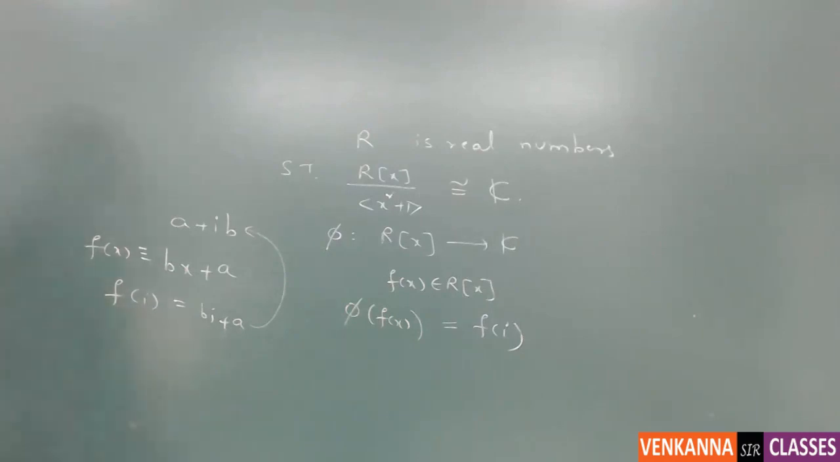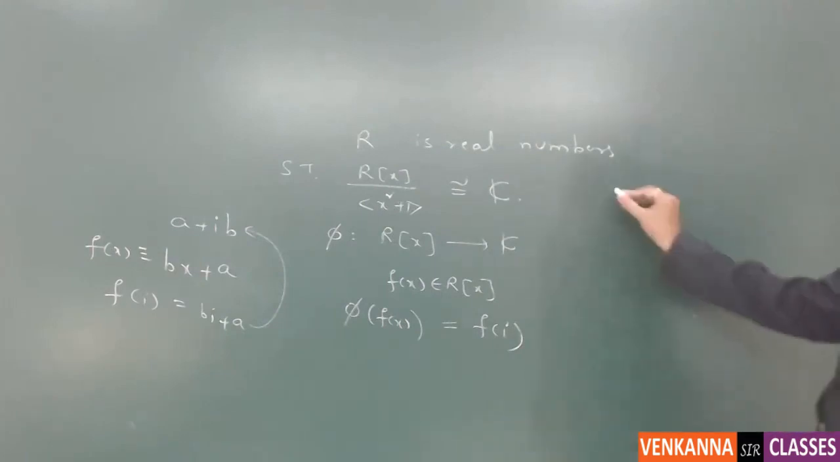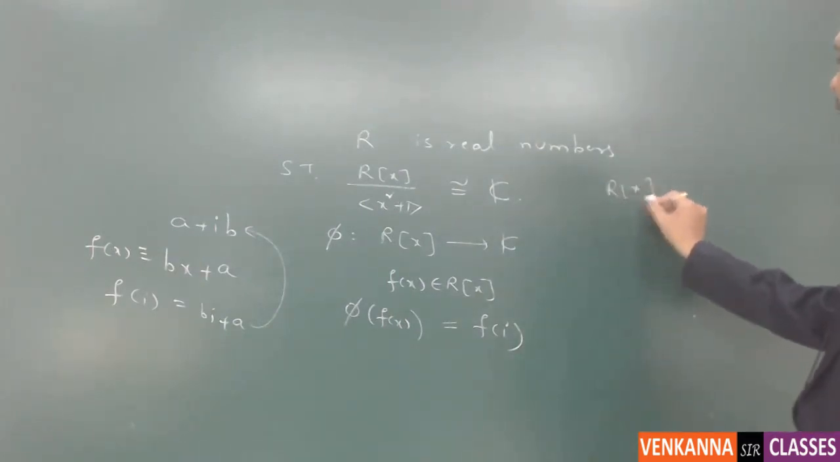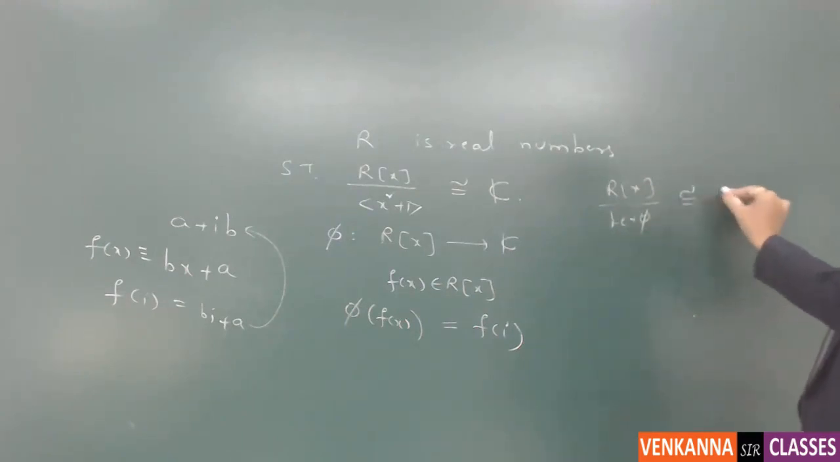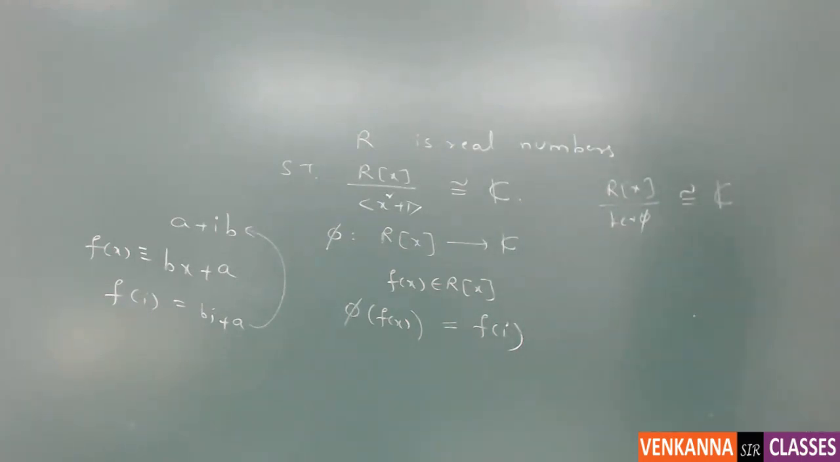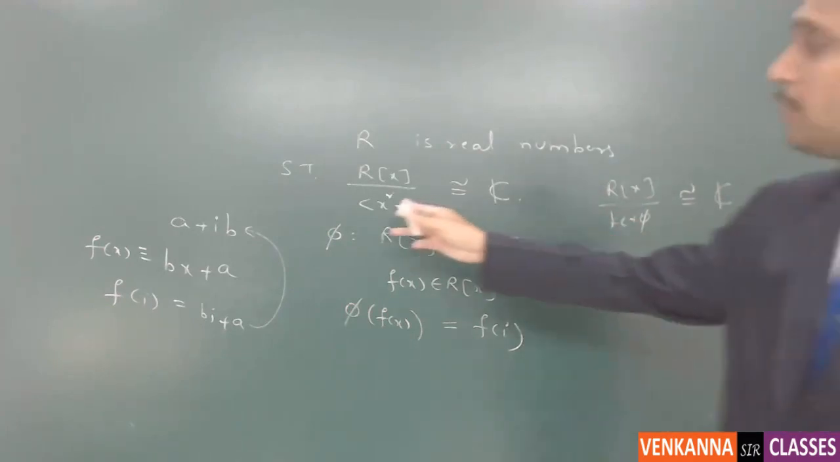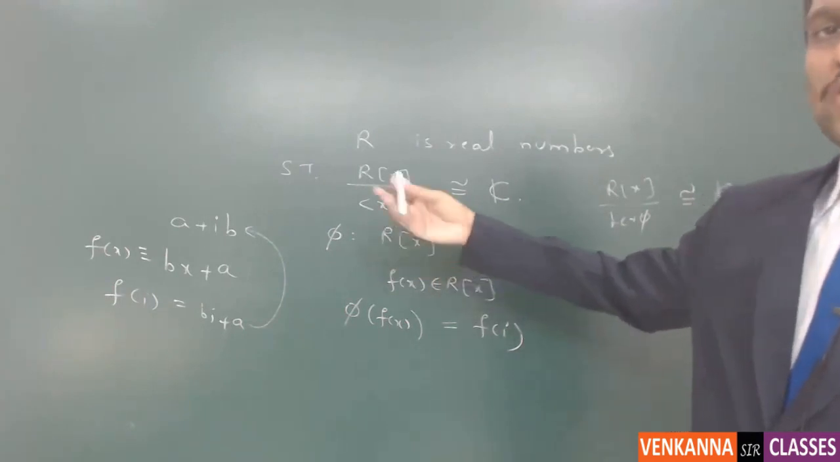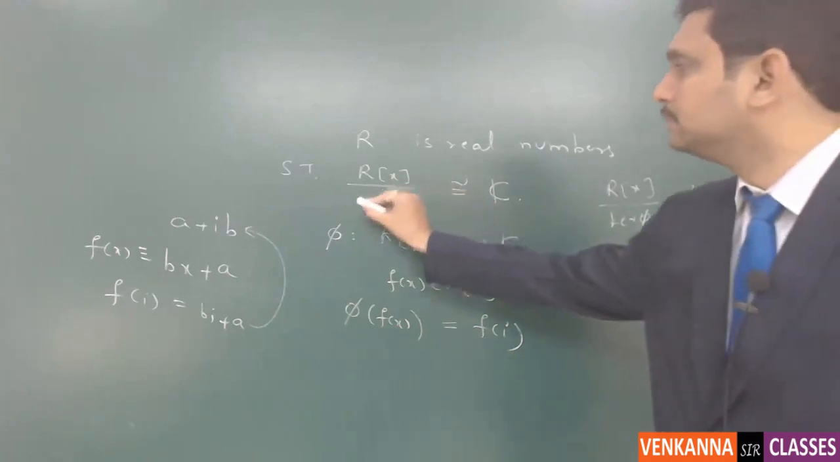Now, by the fundamental theorem of homomorphism, we can say that domain by kernel is isomorphic to codomain C. Now, it is our interest to find the value of the kernel, and from the problem itself we have to prove that the kernel is generated by this value.